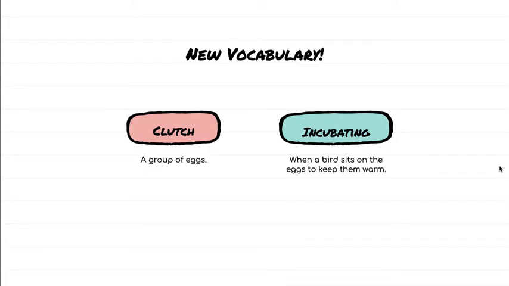All right, just a quick review of our brand new vocab. So, a clutch is a group of eggs that the female bird lays inside of their nest. It's usually 2 to 8 eggs, like we saw. And incubating. Incubating is when the parents or a bird sits on the eggs to keep them warm before they hatch. Okay?